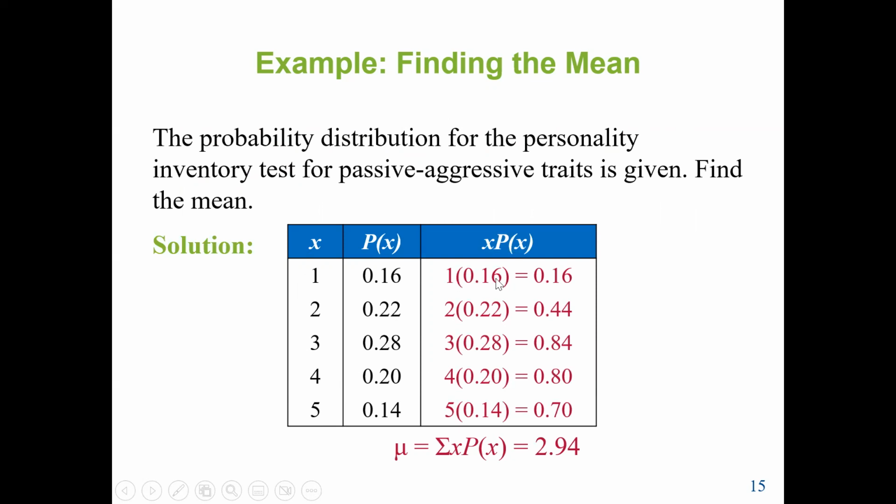We multiply 1 by 0.16, we get 0.16. 2 times 0.22 gives us 0.44. 3 times 0.28 gives us 0.84. 4 times 0.20 gives us 0.80. Then 5 times 0.14 gives us 0.70. We add all the products, we get 2.94. So the mean of the discrete probability distribution, the sum of x times the probability of x, is equal to 2.94.